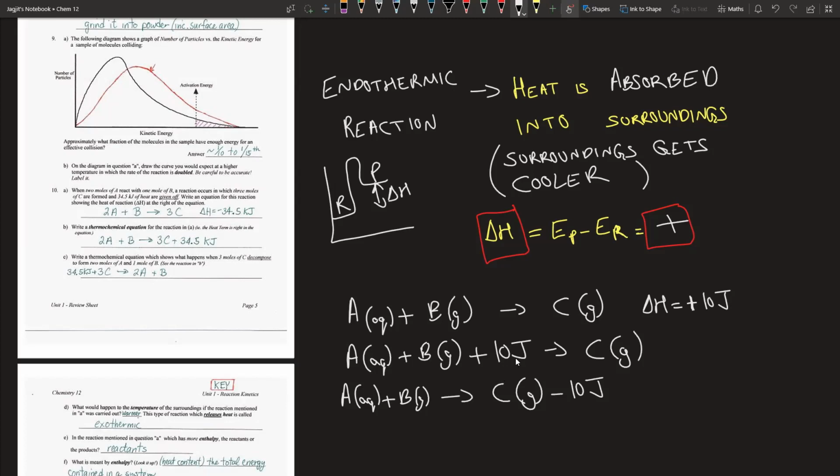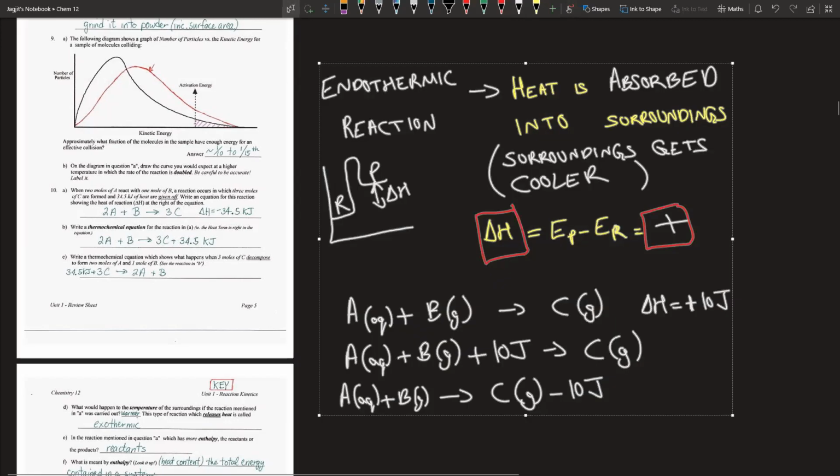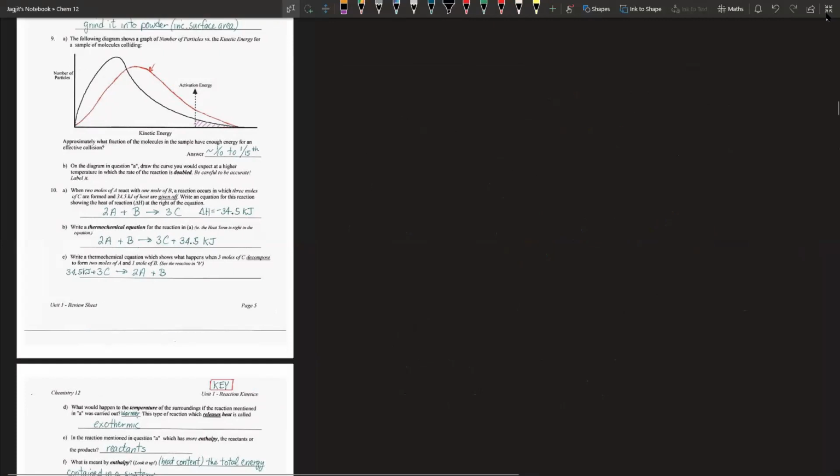All right. So you understand exothermic and endothermic now, and the different ways they can write the equation in? Excellent. Let's move on to the next topic now.